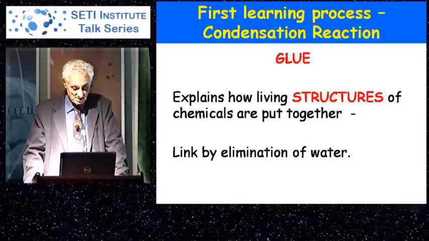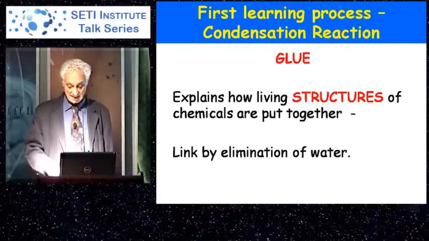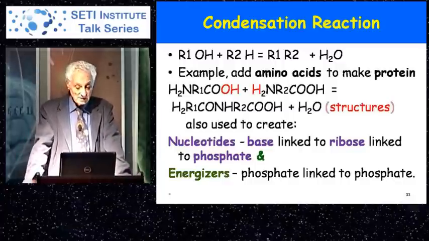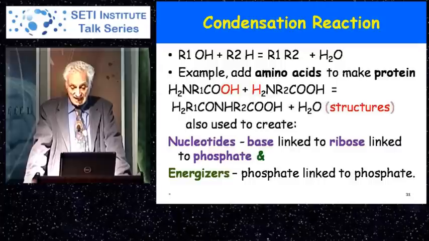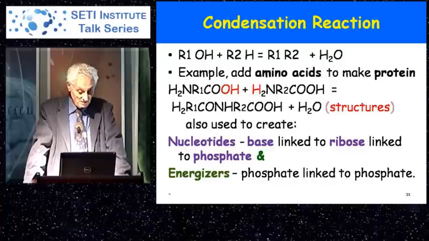And the first process is the condensation reaction. It explains how structures of chemicals are put together. They are put together and linked by the elimination of water. Here it is. Three examples. Amino acids linked together. They have an OH at one end and an H linked to nitrogen at the other. And so if an OH and an H are put together, they go off as water, and the linked piece becomes a small protein structure that can then get further linked.